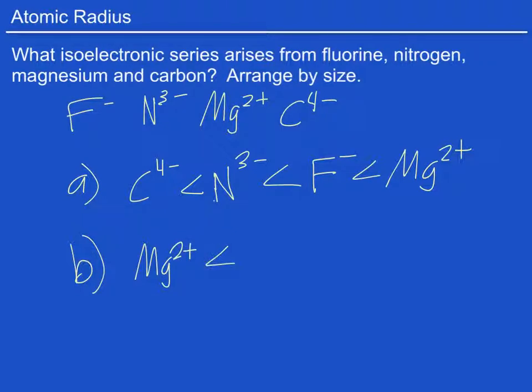So we're simply going to go in order of decreasing nuclear charge. And that will be in order of size from smallest to largest. So magnesium ion is the smallest, fluoride ion is next, then comes the nitride, and finally the carbide ion, which would be the largest.